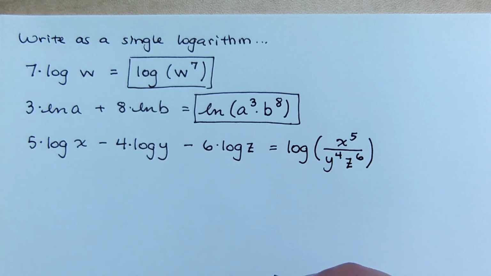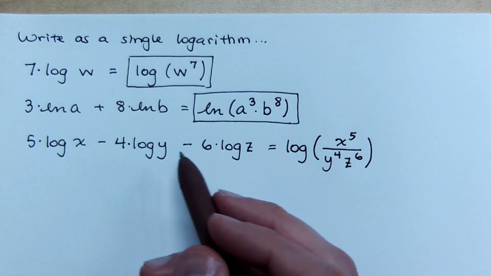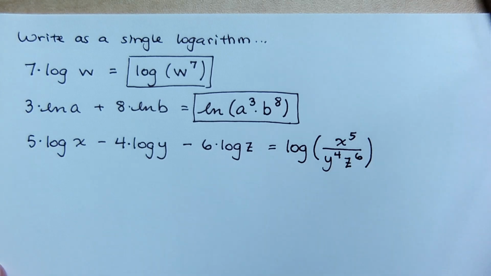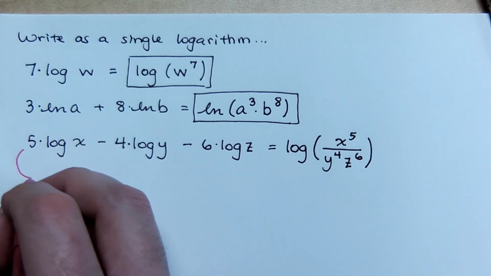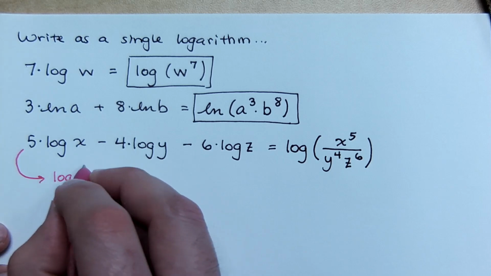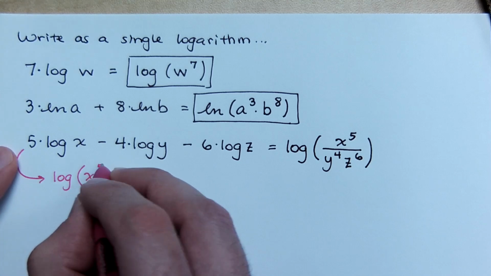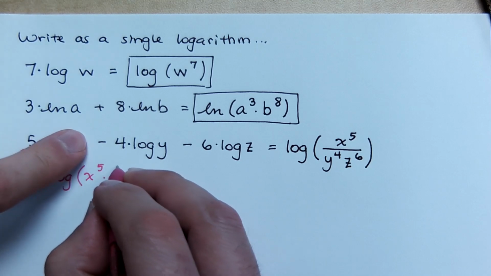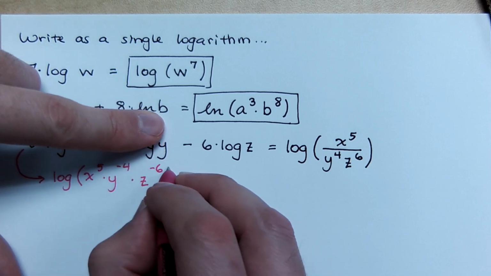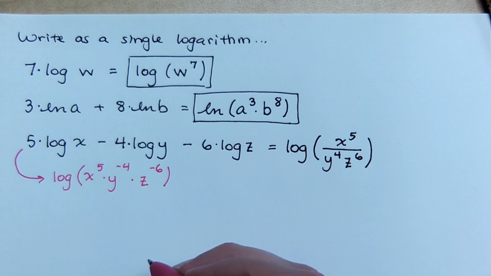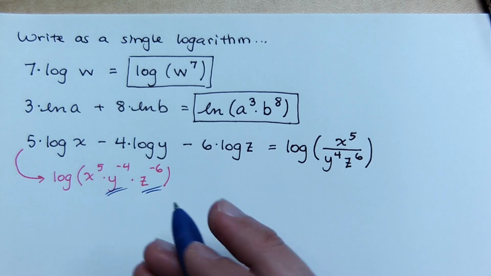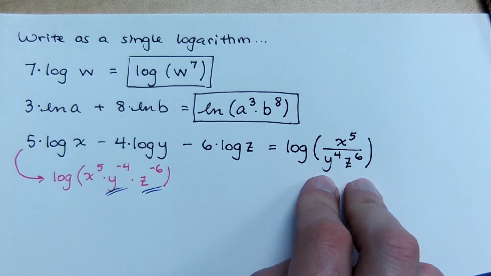So how do you know which ones go in the denominator? The ones with the negative coefficients, because the negative coefficients correspond to negative powers. So you could have rewritten this as log of x to the 5th times y to the negative 4th power times z to the negative 6th. But then you run into the issue that these have negative powers, so where do they go? You put them in the denominator, just properties of exponents at that point.